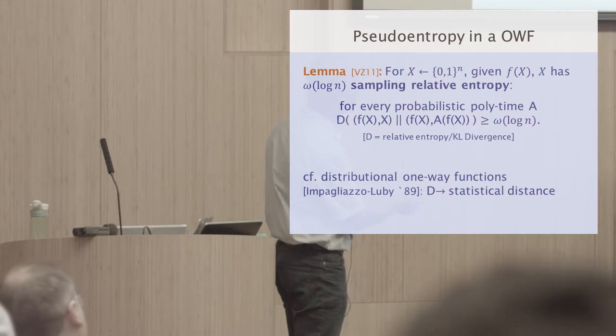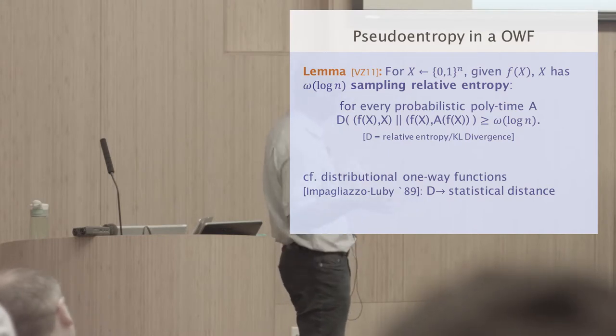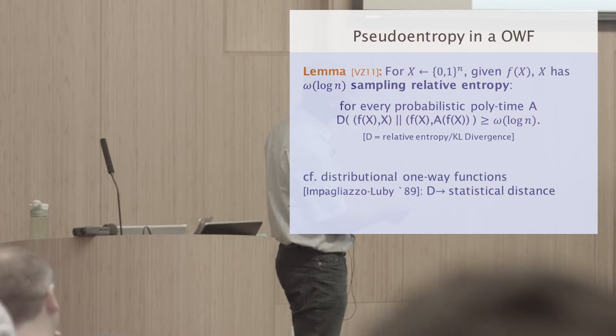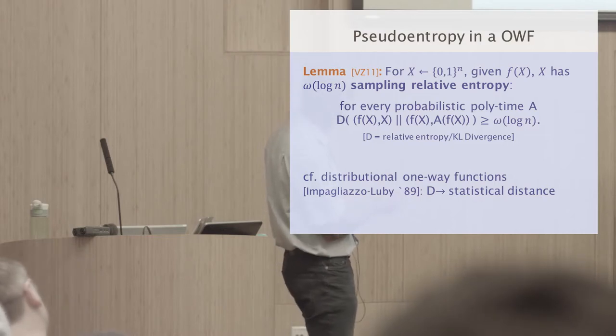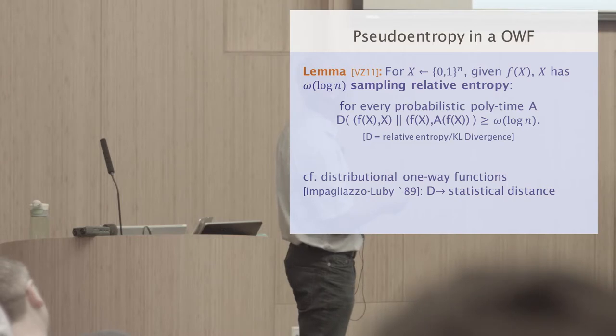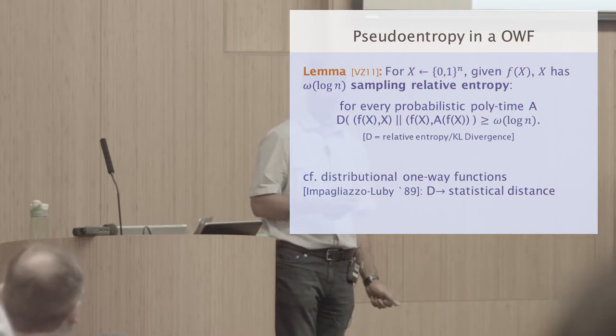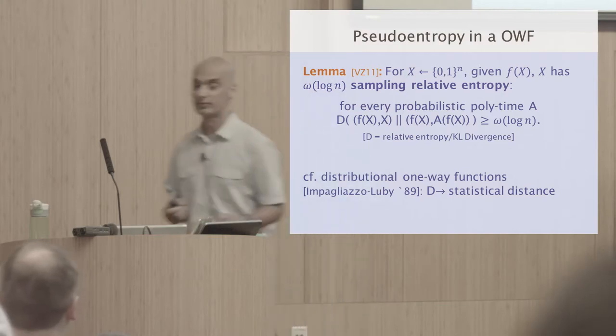So we wanted to get our hands on, if you think of these bad examples where the function is not one-to-one, the gap between some pseudo-entropy and the information theoretic hardness of x given z, which here is measured by the actual Shannon entropy of x given z. This sampling relative entropy gives us that, provided the random variable x is short. So let's move to these traditional information theoretic notions.